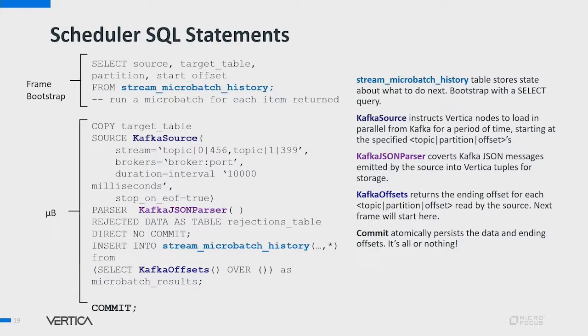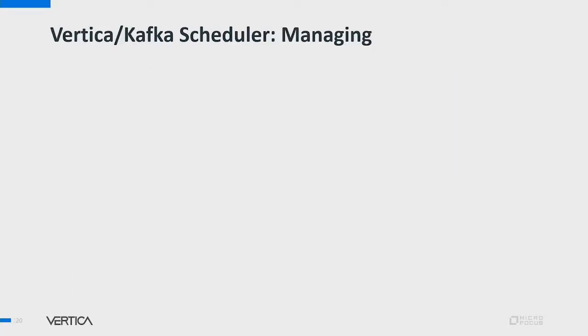And that is important because in the next step, we store the offsets of this last copy command into stream microbatch history so that we know where we need to start from during the next run. And once all this is done, then the changes are committed. And as you can see, the commit is at the end. So this is an atomic operation. So it's all or nothing. And that's how we are able to achieve exactly once delivery of Kafka messages to Vertica.